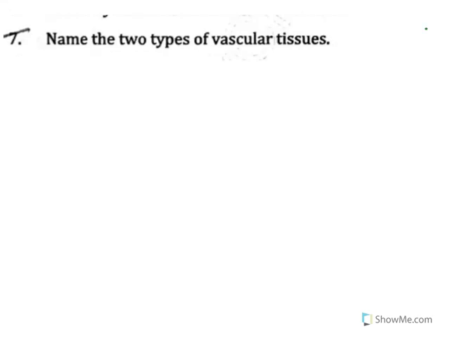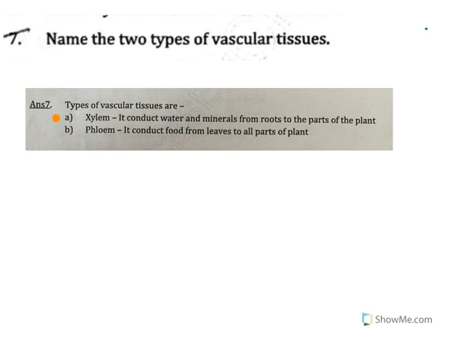Name the two types of vascular tissues. The two types of vascular tissues are the xylem and the phloem. The xylem conducts water and minerals from roots to the parts of the plant, and the phloem conducts food from leaves to all parts of the plant.